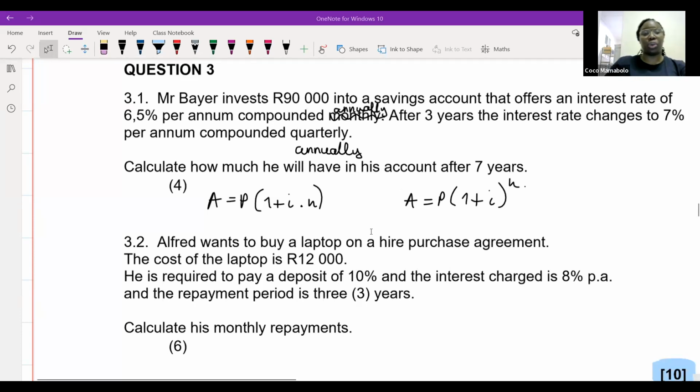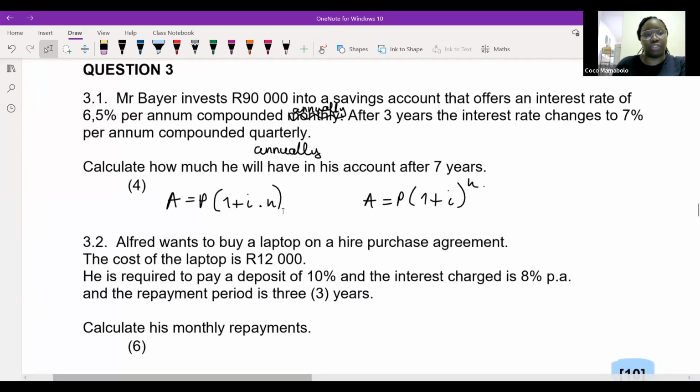All right, peeps, we're going to call it. Okay, if you're not done, that's perfectly fine. We will get into the answer in just a little bit so you can follow along as I go. All right, so it says here, Mr. Buyer invests 90,000 Rand into a savings account that offers an interest rate of 6.5% per annum. And I know we're just going to go compounded annually so we can use the compound formula. After 3 years, the interest rate changes to 7% per annum compounded.